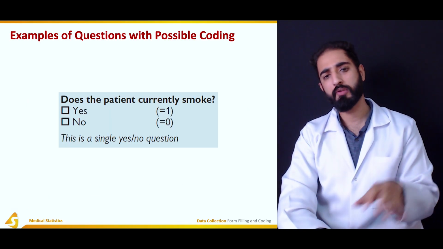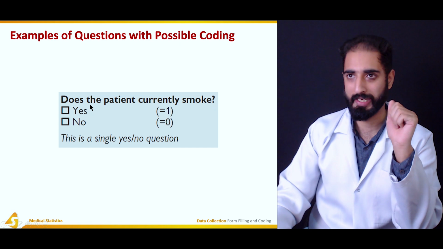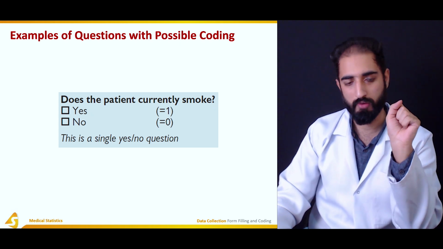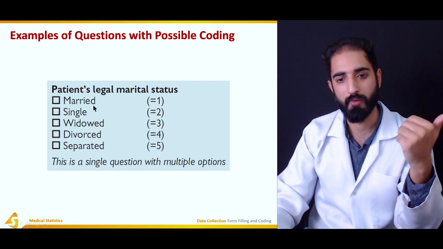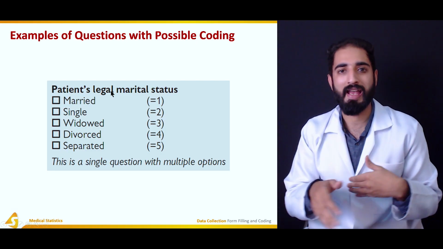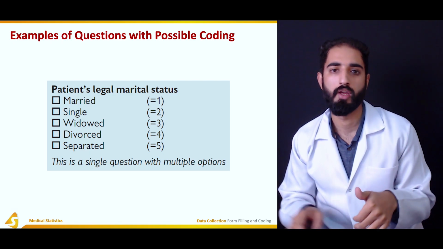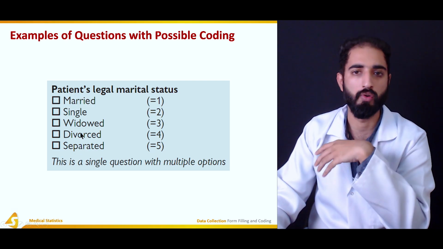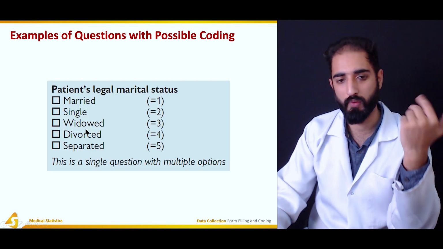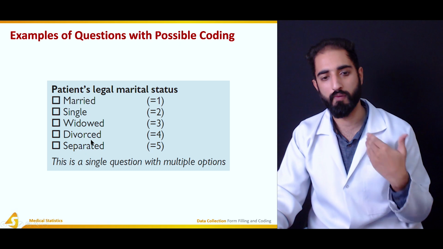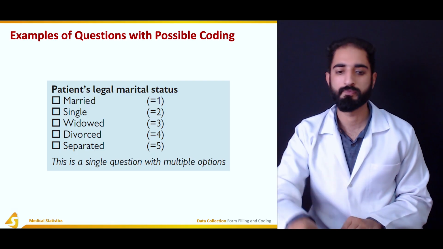Now let's take a look at examples of questions and how we can possibly code for them. Does the patient currently smoke? Intuitively, what's the first thing that comes to our mind? Yes, 1; no, 0. Simple coding. Now here we have more than two options, so we do not have anything as no. If it was like, are you married, yes or no, then we could have said 1, 0. But here we do not have a negative response, so no 0 here. We have married, single, widowed, divorced, separated, and we give a code to each: 1 married, 2 single, 3 widowed, 4 divorced, and 5 separated. And now we need to save this key for our future analysis as well.